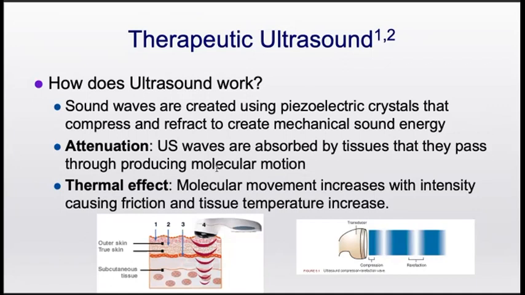So what happens with therapeutic ultrasound is if you're applying enough ultrasound waves to an area, you get that motion within the molecules. That motion within the molecules creates movement, which creates friction, which will create a thermal effect, or it will increase the tissue temperature. So if you use ultrasound above a certain threshold, you will get what we call a thermal effect to the tissues, because the molecules are moving so fast, there's some heat generation.